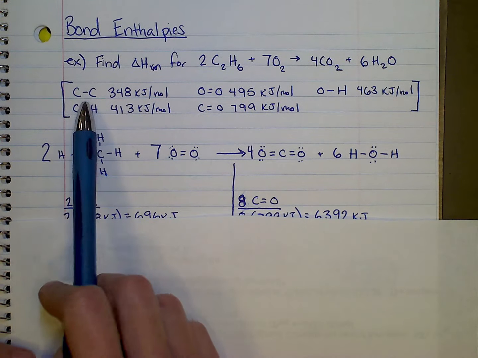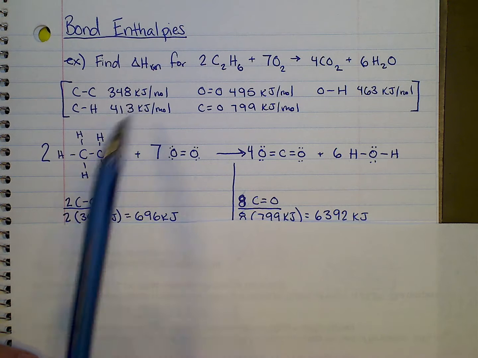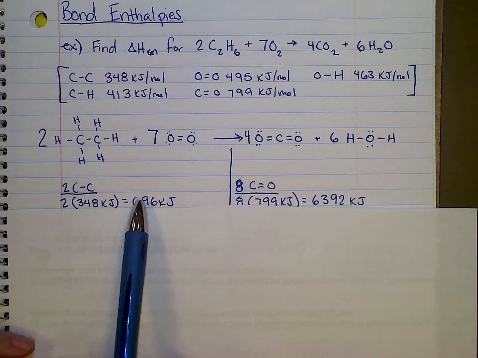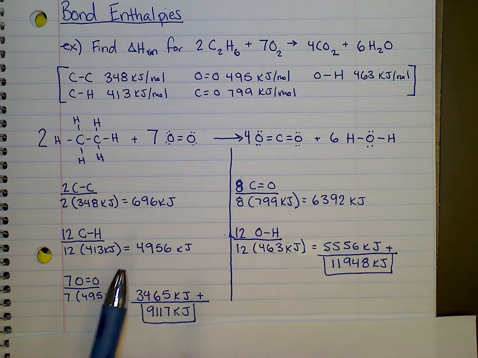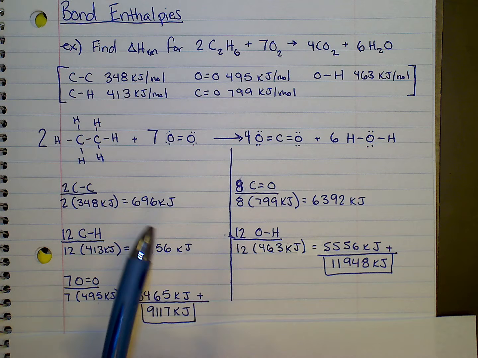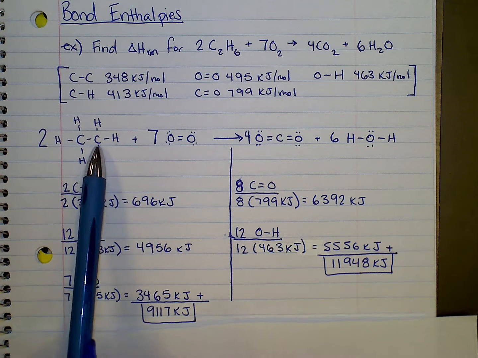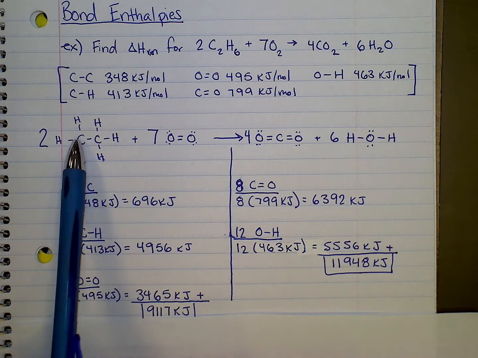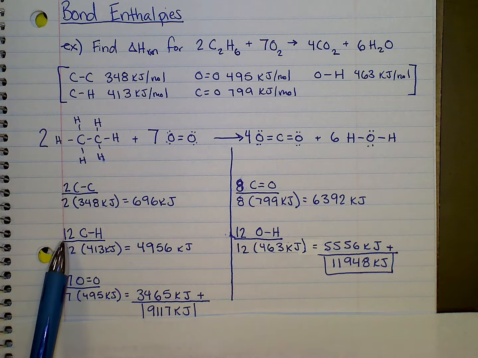We look at our table. A carbon-to-carbon bond is 348 kilojoules of energy, so 2 times that value gets us this energy, and so on and so forth for the entire problem. Pay attention that I'm being really careful with how many of each kind of bond I have. Here, for the C to H bonds, I've got 1, 2, 3, 4, 5, 6 C to H bonds for every molecule, but I have 2 molecules, so I have 12 C to H bonds. That's why I've got 12 down here.